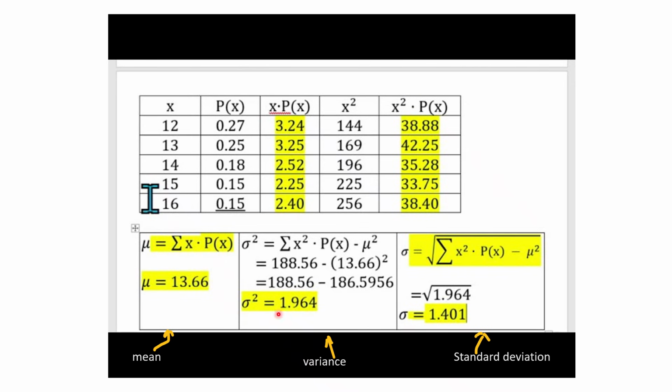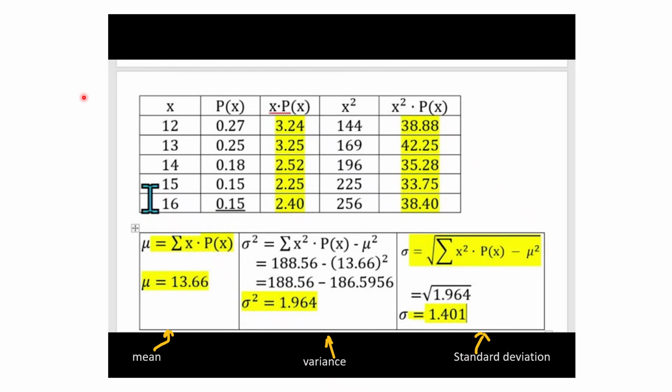Similarly, this is called variance, sigma square. Its formula is summation x square into px minus mu square. So x square into px here, if you add this summation, you will get 188.56, and minus this 13.66 square. So sigma square is nothing but variance. And this is called standard deviation, which is the square root of variance. So whatever you have got over here, take the square root of that, and you will get the value of the standard deviation.